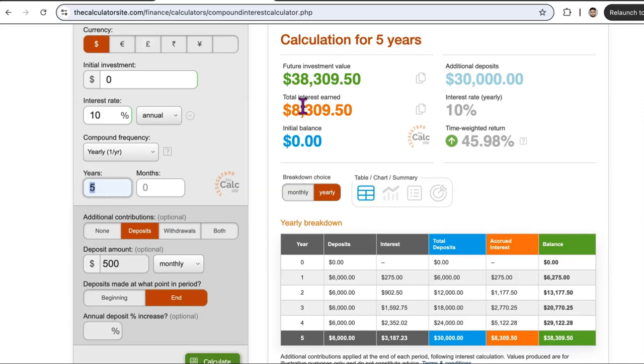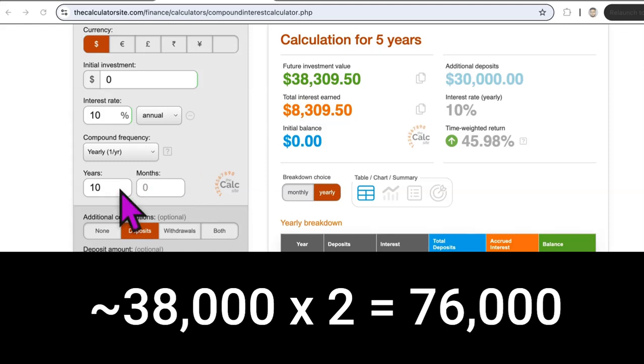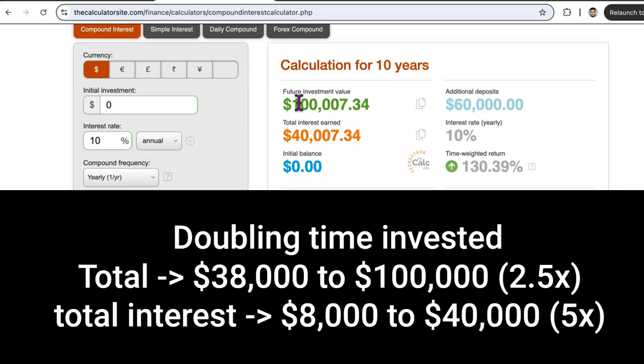So after 5 years, your compounding growth rate yields you just over $8,000 of interest, and your total investment would be just over $38,000. Now let's keep the same information, but we're invested for 10 years. Now you might assume if we double our time that our investment doubles, but compounding is exponential. Doubling the time almost tripled our total and quadrupled our compounding gains.